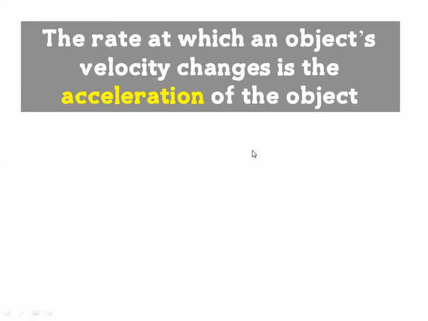So the definition of acceleration, it's the rate at which an object's velocity changes. Now there's three different ways the velocity of an object can change. The object can be speeding up, it can be slowing down, or it can be switching directions. Remember, velocity includes speed and direction, so a change in direction also indicates a change in velocity, or an acceleration.